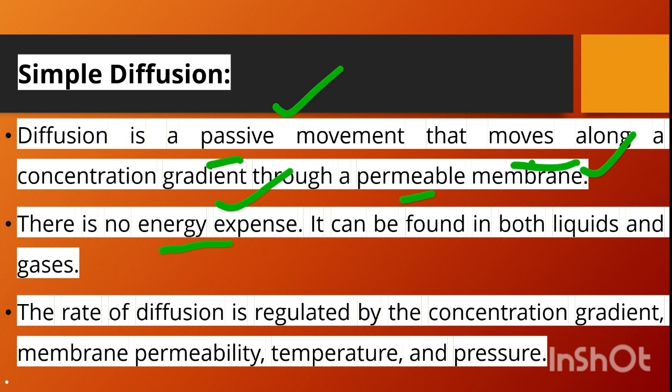It can be found in both liquid and gases. But diffusion does not always require a membrane. The rate of diffusion is regulated or controlled by the concentration gradient, because it always moves from the higher concentration to its lower concentration. Then membrane permeability also controls the diffusion rate, then temperature as well as pressure.